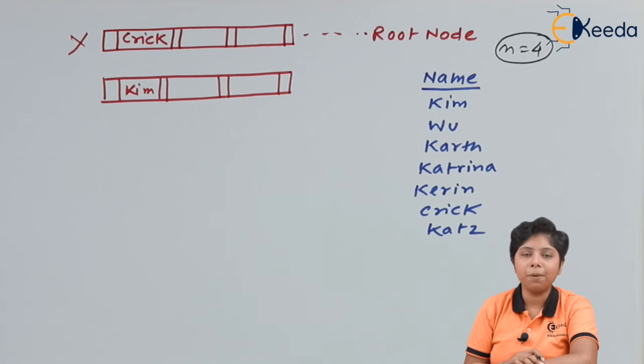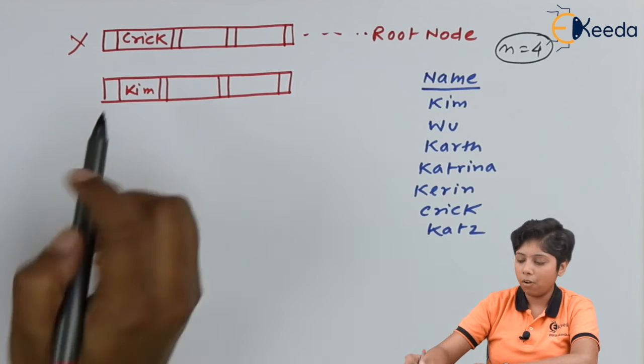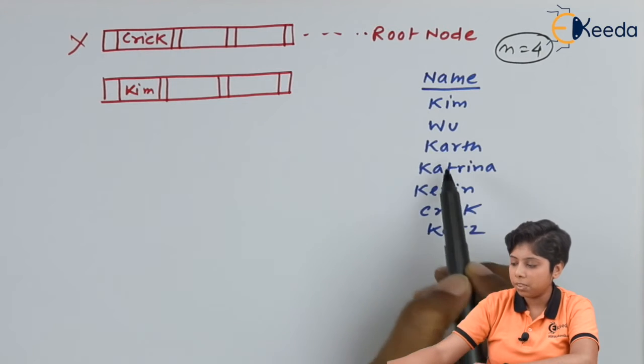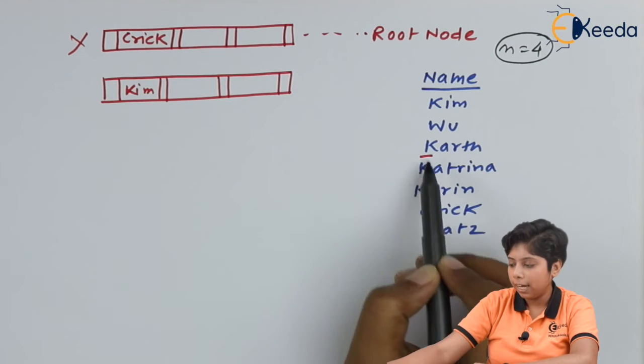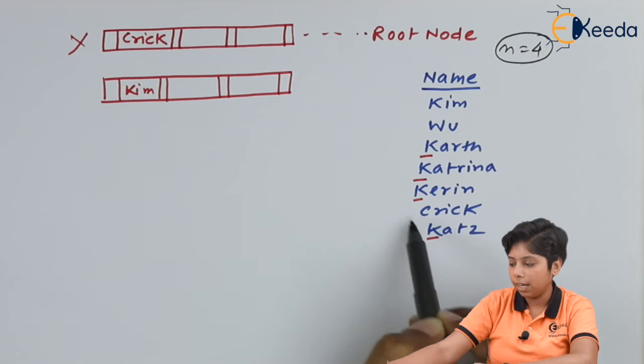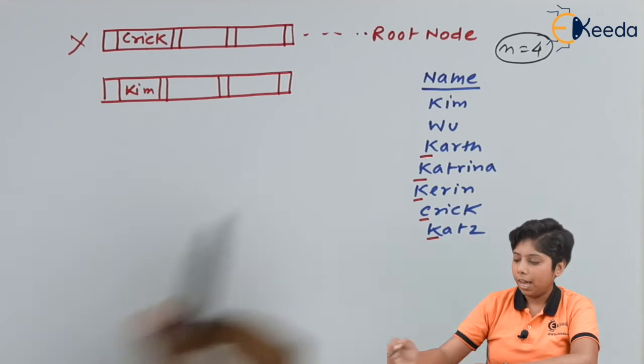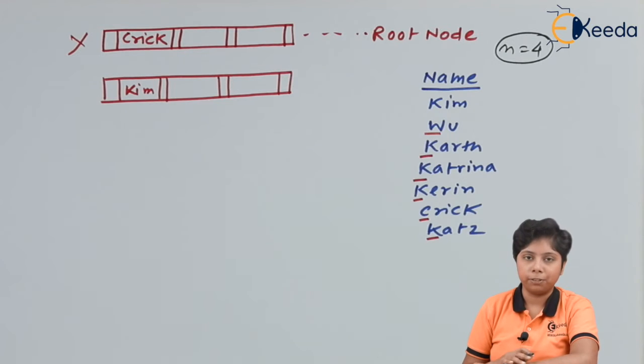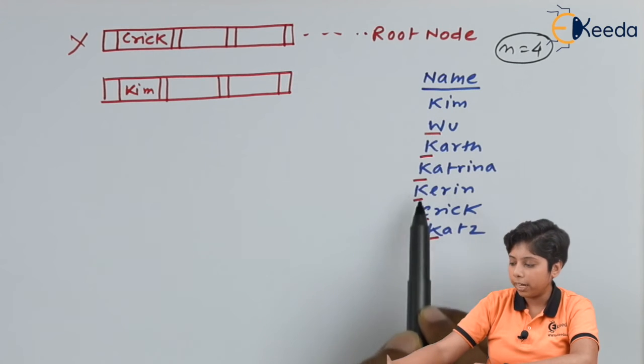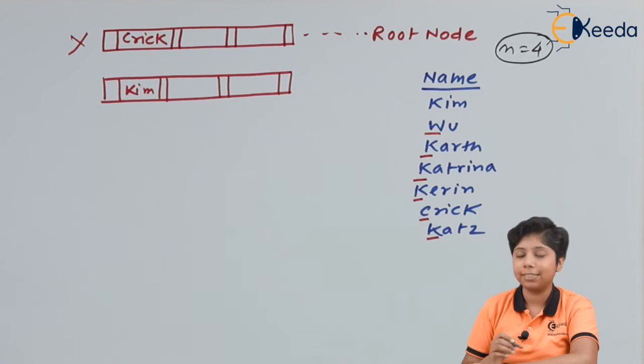Let us consider Kim as the root node. Now we can see that Kim's left part has got Kurt, Katrina, Karin, Cats and Creek, because all are lesser than K, and Wu has got the right part. So how can we adjust that in the Kim one? If I do this, then Kurt, Katrina, Karin, Cats and Creek will all be in the left part and only Wu will be in the right part.